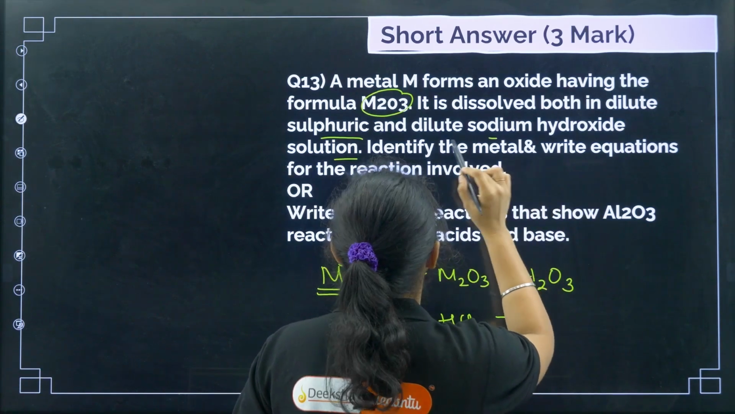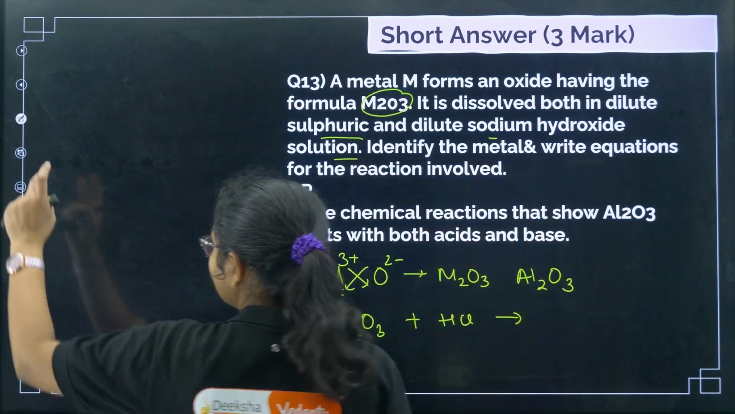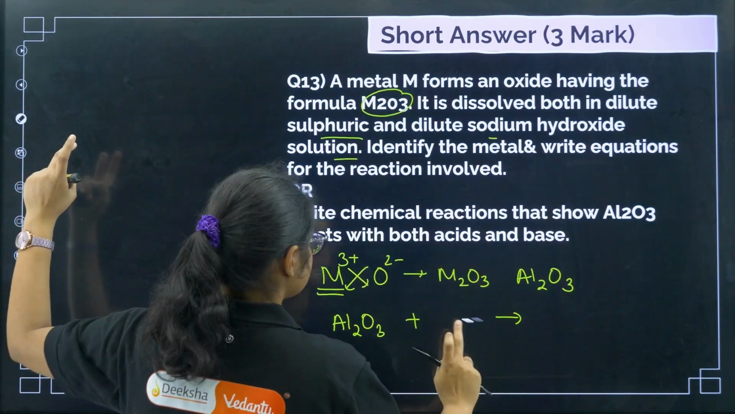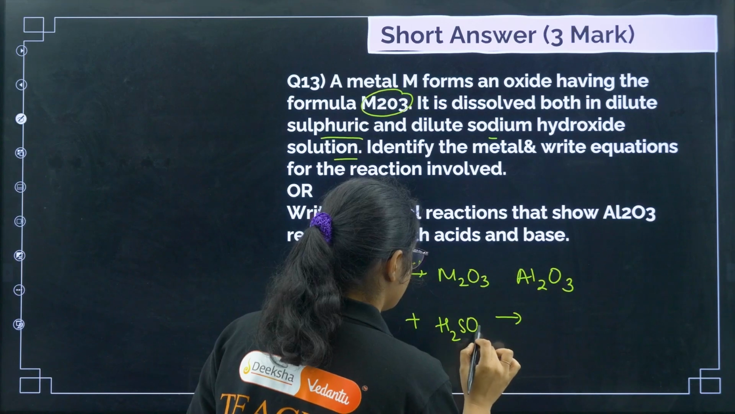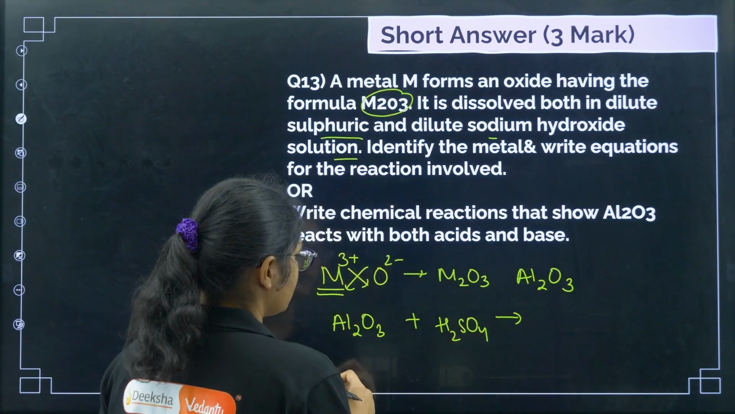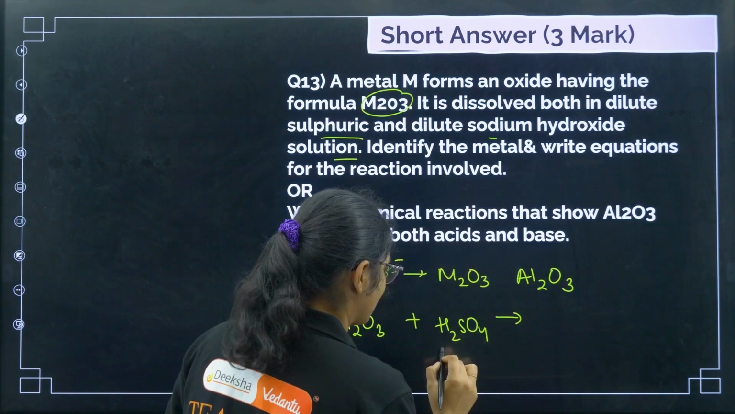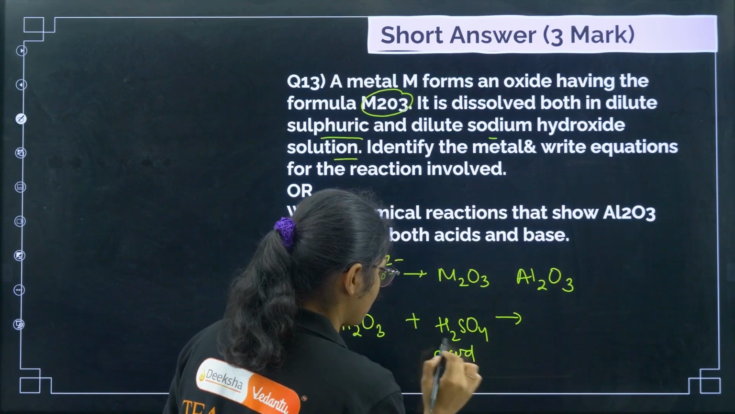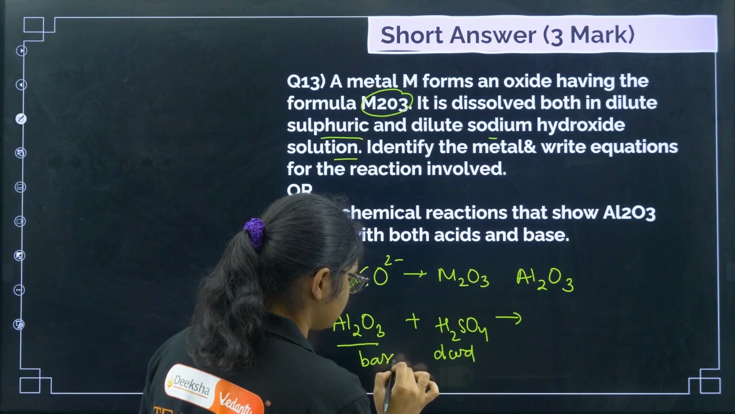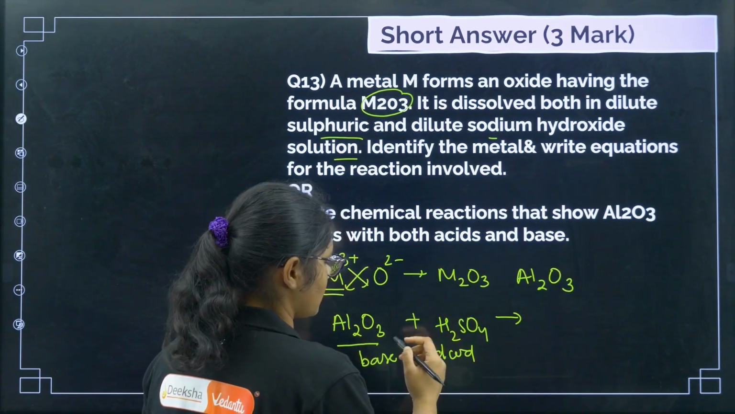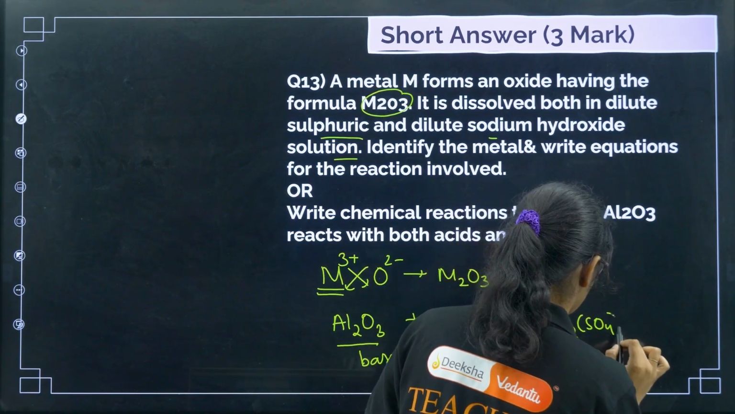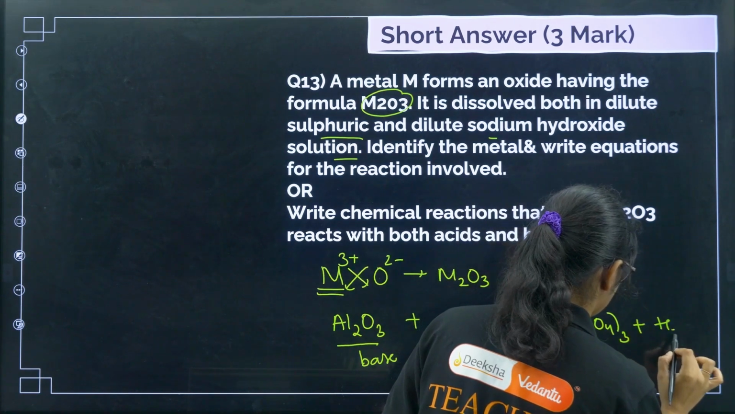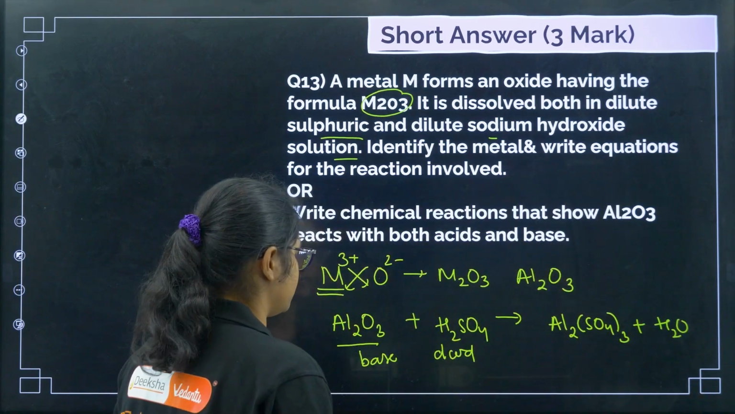dilute sulfuric acid, right? So we will make it sulfuric acid. So that is H2SO4, right? So this is an acid, right? That means aluminium oxide will behave as a base here. So first we will get salt, that is aluminium sulfate, Al2(SO4)3, and then water will be produced, right? This is the first reaction.